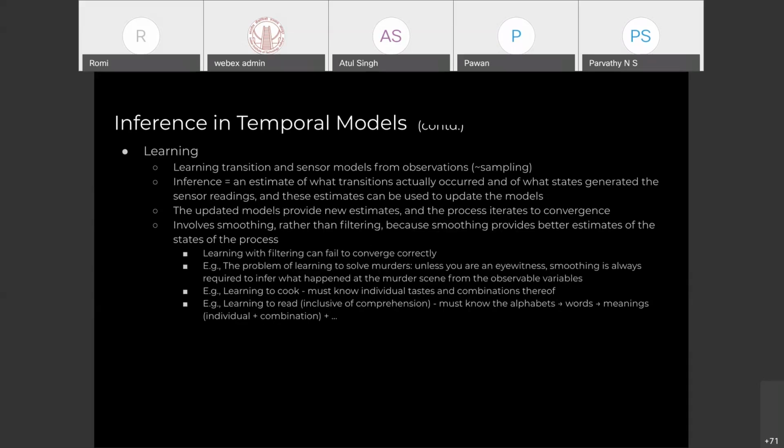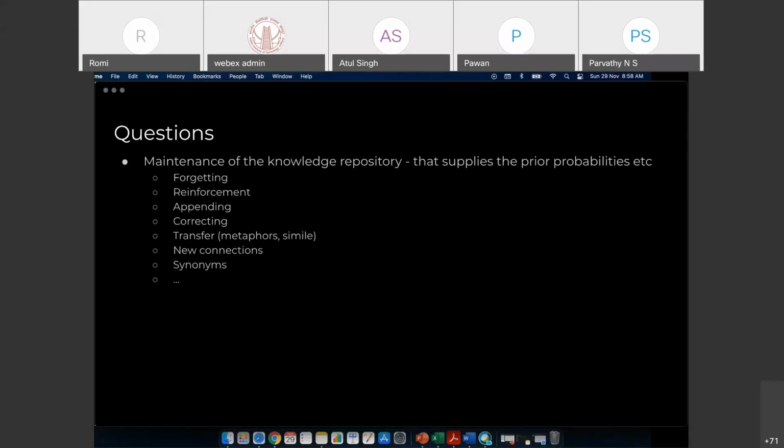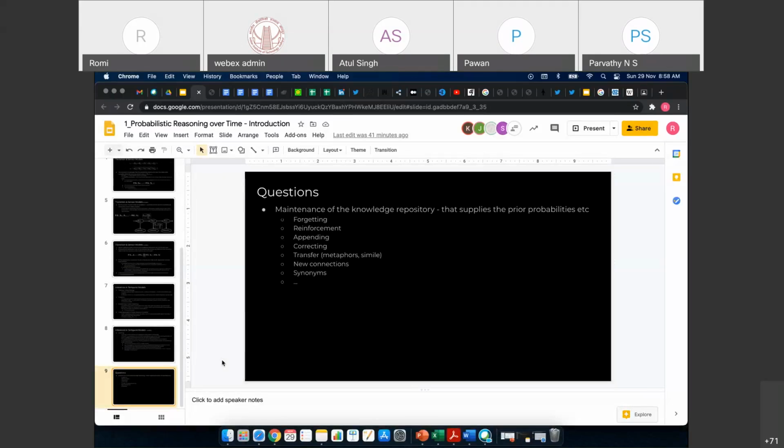Fine. So this is the last slide, and this again I have a certain number of questions for you to think about, contemplate, ponder over, and we could keep revisiting these questions as we move through our classes. Fine. So this is what I had for today's class, an introduction to probabilistic reasoning over time. I can only hope that I've been able to give you a feel of how it looks and how it could be.